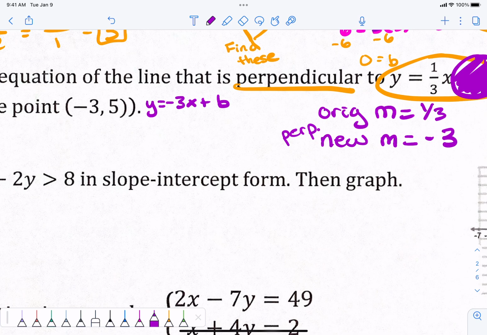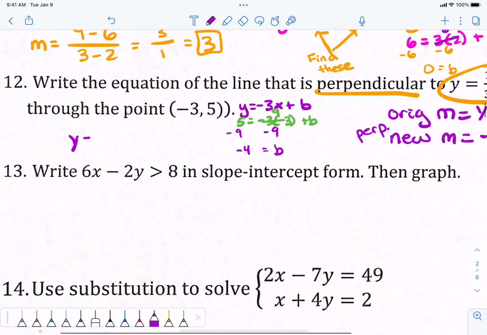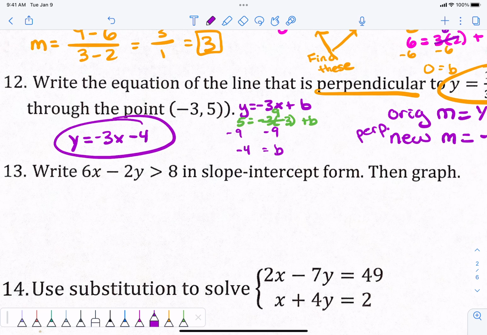Now we plug in the point -3, 5. 5 goes in for y, and -3 goes in for x. -3 times -3 is +9. Then plus b. Subtract the 9 over, so b is going to be -4. My final answer: y equals -3x minus 4.